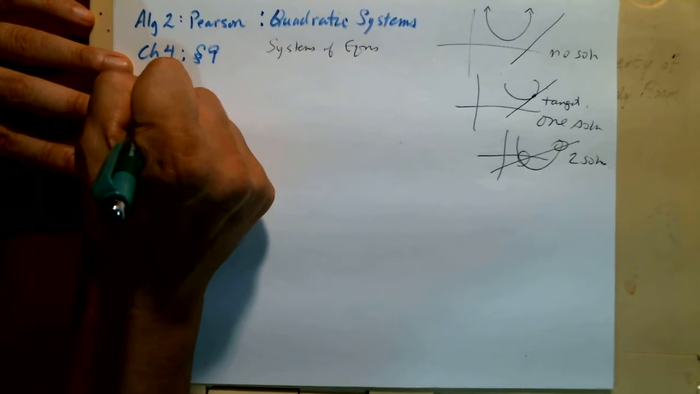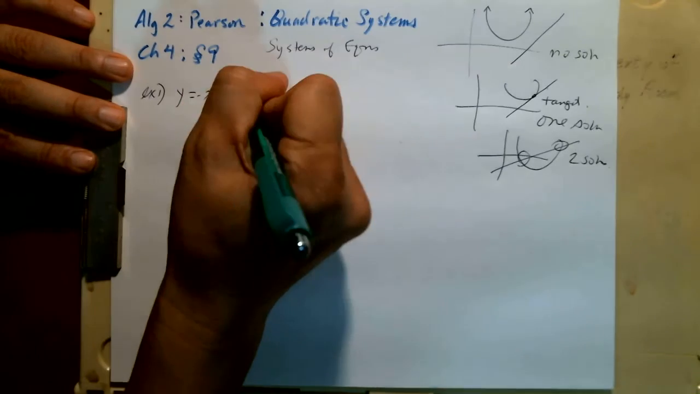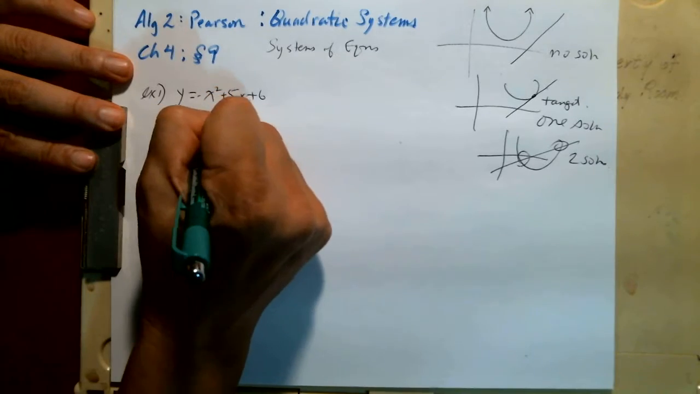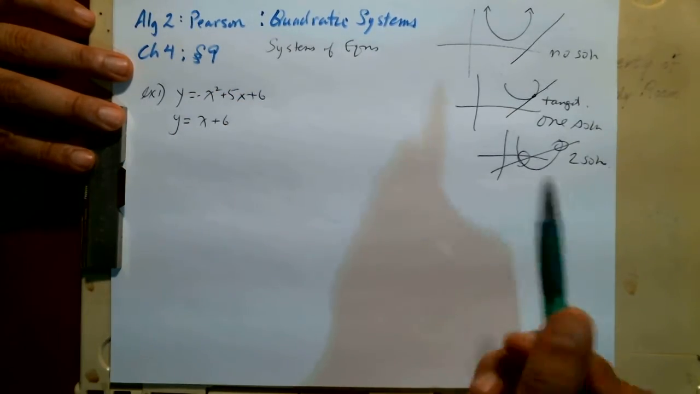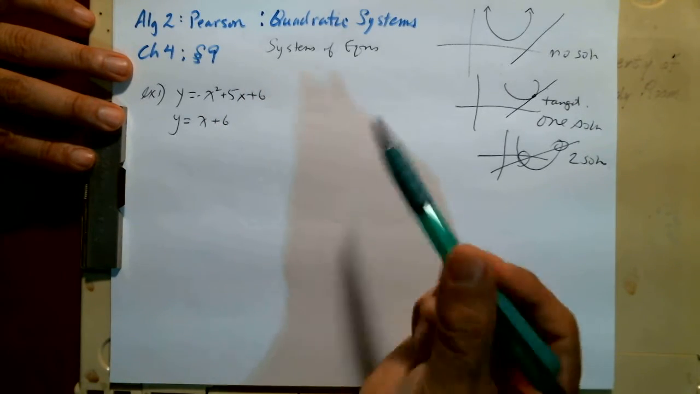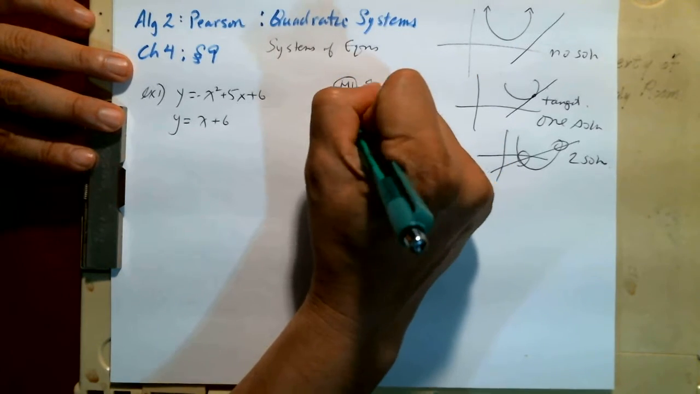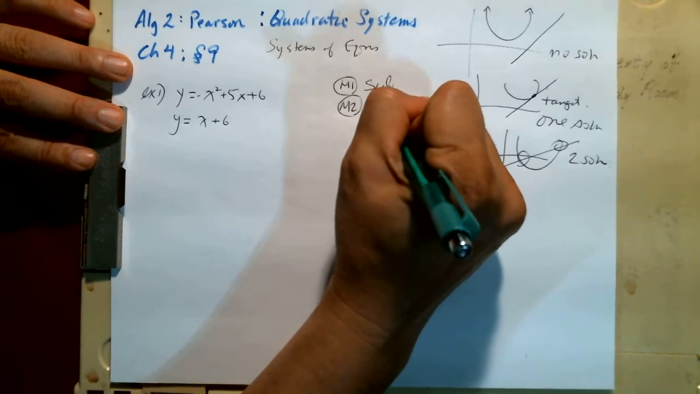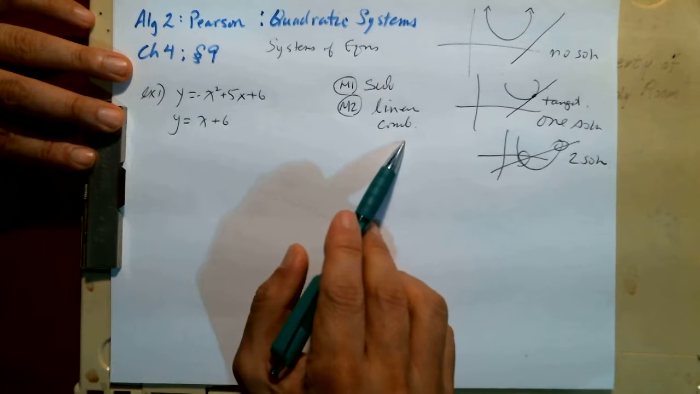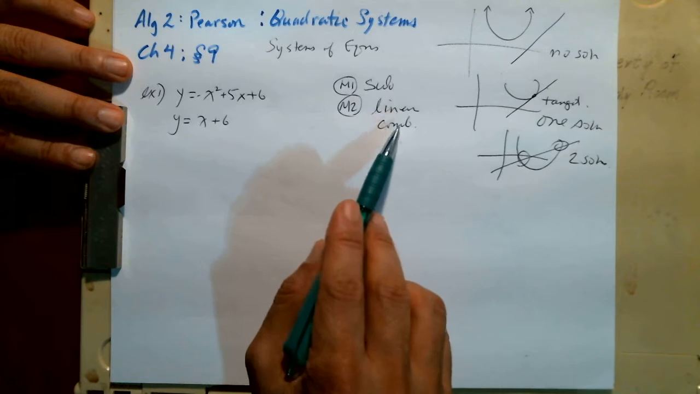Here's example number 1. They give you y is equal to negative x squared plus 5x plus 6, and you also have y is equal to x plus 6. Now, there are two ways to solve systems here. Substitution is method 1, and linear combination is method 2. Linear combination means you want to get rid of one of the variables, but you'll do this a little bit later on.